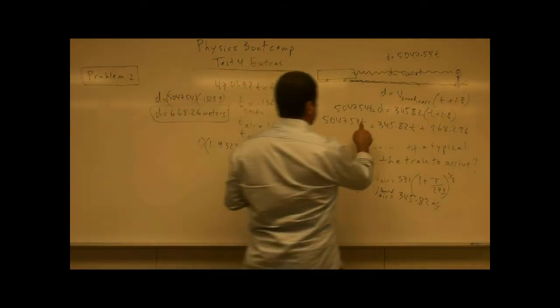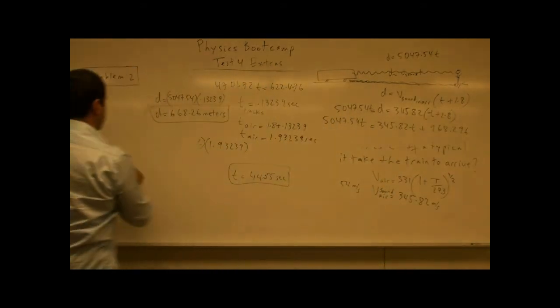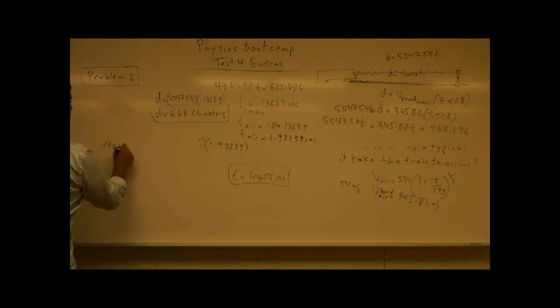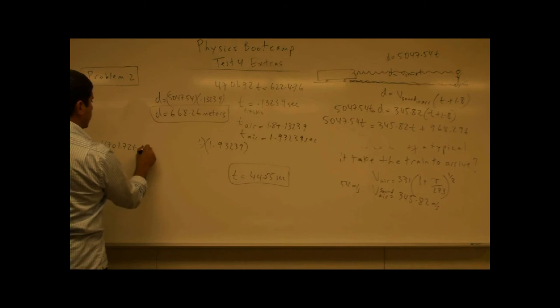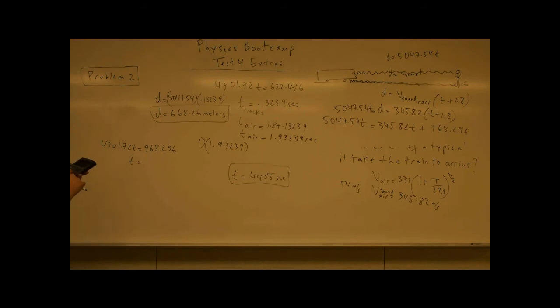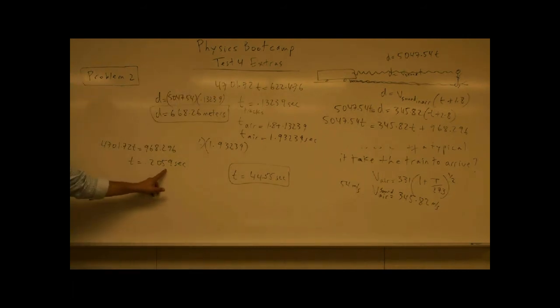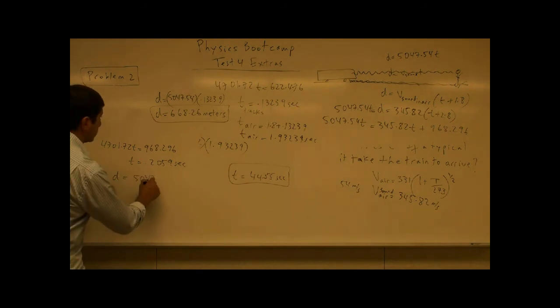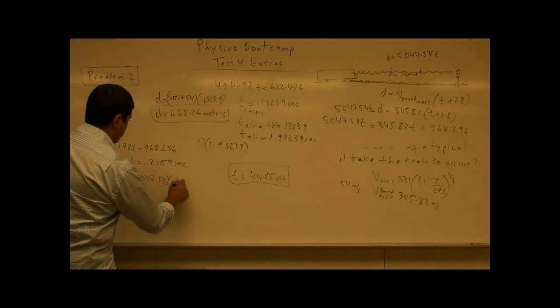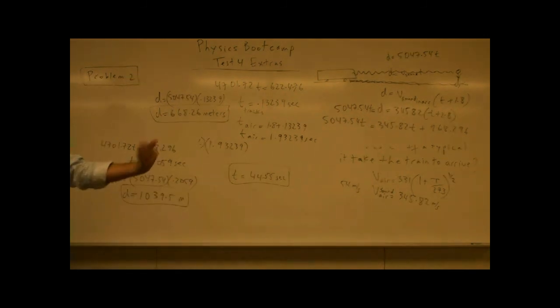Then you do this and you get the same answer. 4701.72 t is equal to 968.296, so that means the train was much farther away. It took 0.2059 seconds for the sound to travel to you through the train tracks. So then what was the distance? It would be 5,047.54 times 0.2059. It would be 1,039 meters, whereas right now it was 668.